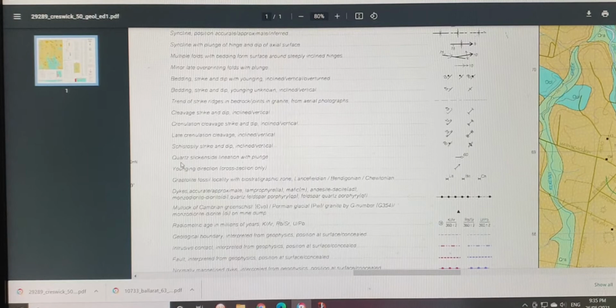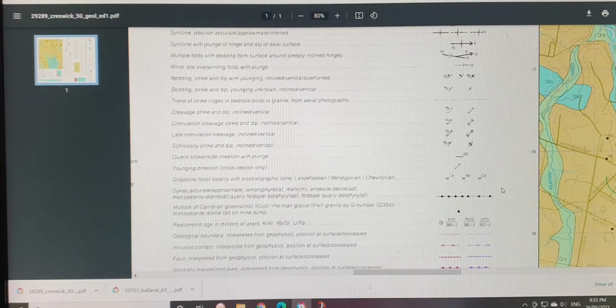Okay, quartz, slickenside lineation with plunge, and so that's what you want to look at. Graptolite fossils, that's definitely what I would look at, the graptolite fossils. So that's more my forte, graptolite fossils. I've never found any though.